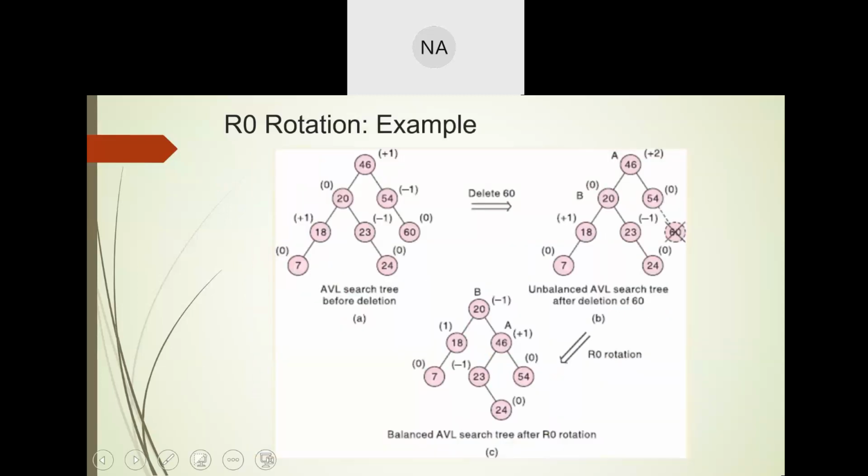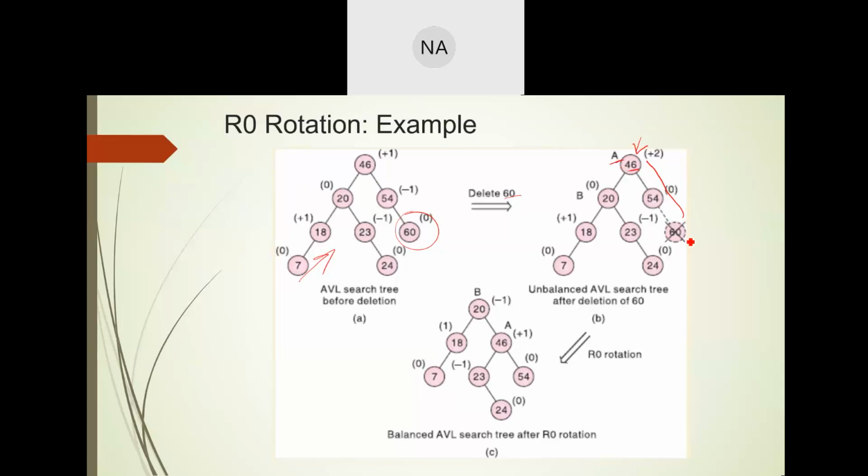Now for an example, you can see that if you try to delete 60 from this tree, the deletion of 60 will make the tree imbalanced, because the balance factor of 46 will become +2. So you identify node A. This is the path from the deleted node to the root node, and the closest ancestor which is imbalanced on this path is node 46. So 46 will be node A.